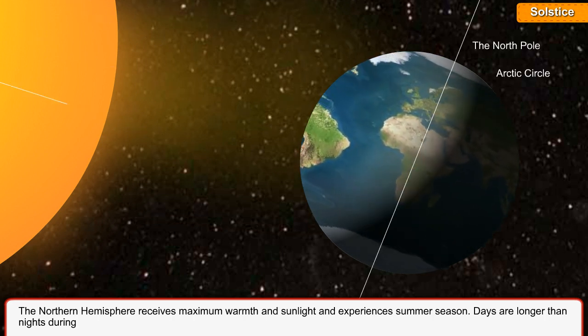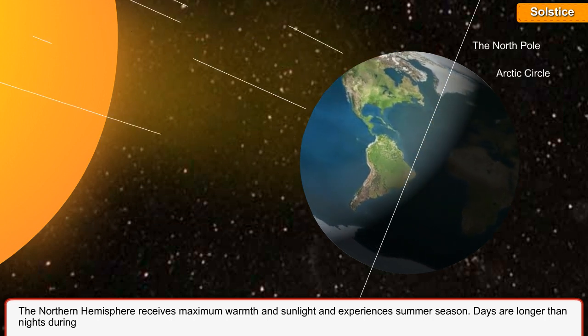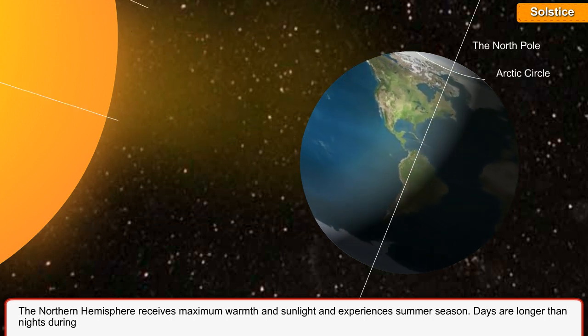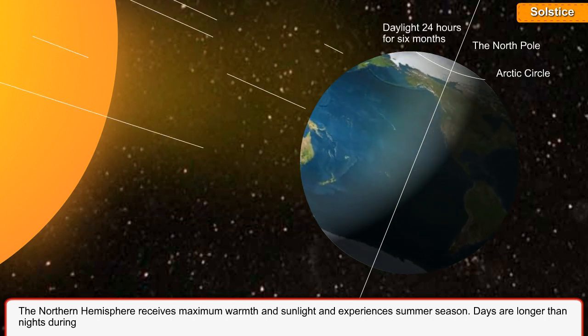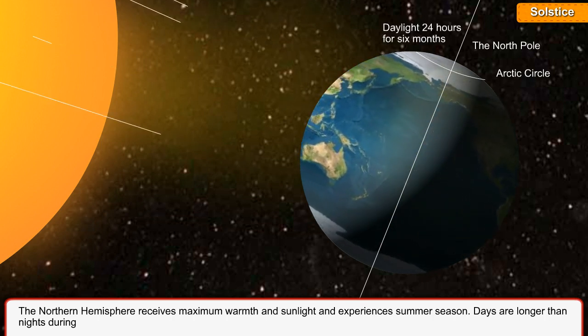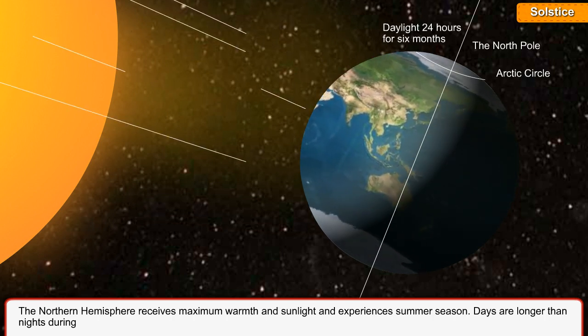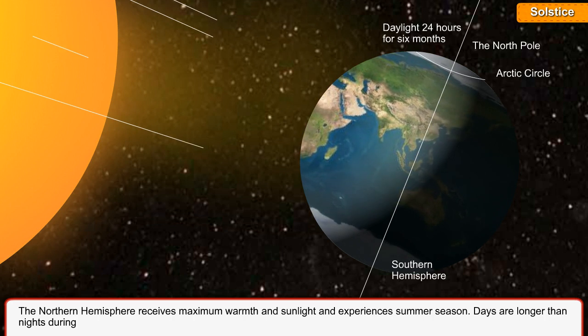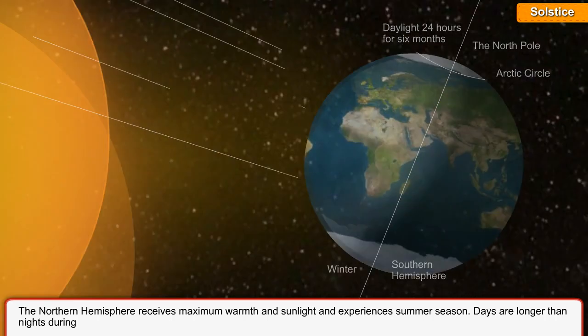The North Pole is tilted towards the sun, and places beyond the Arctic Circle experience daylight for 24 hours, and for 6 months at the North Pole. Conditions are reversed in the Southern Hemisphere, which experiences winter during this period.